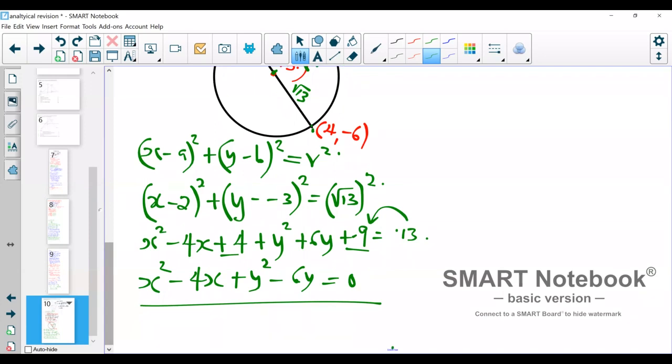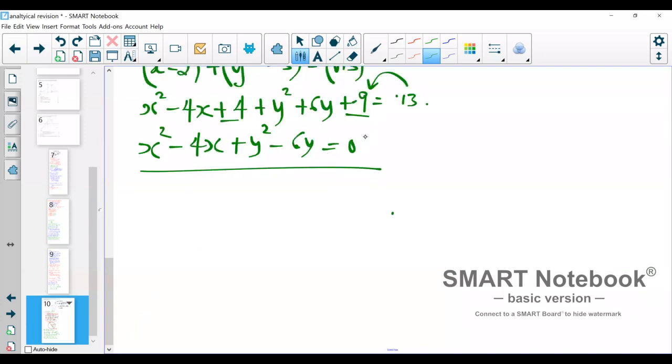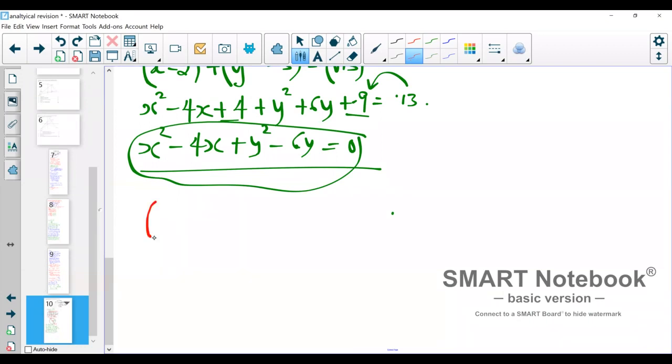Now, if I ask you to get me the center of the circle, if I give you this, can you work backwards? I'm just going to do it for you to save time. Can you work backwards? You open your bracket quickly, equals to 0 there. X and Y squared. What is negative 4 divided by negative 2? Remember, coefficient.